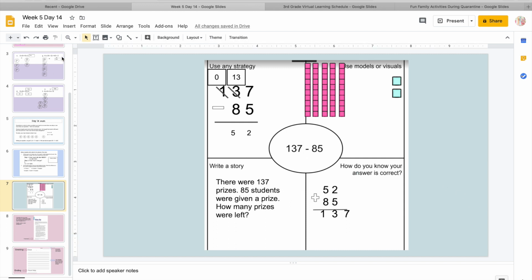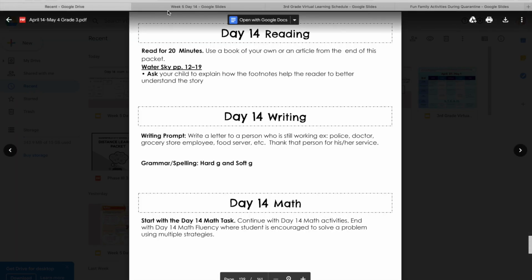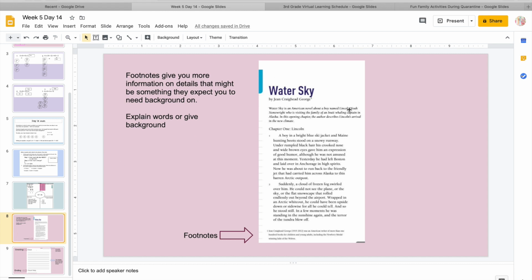Okay, guys, that is it for your math for today. It looks like you're reading. You guys are going to do footnotes, so we're working on footnotes. So it says, why are footnotes so important?